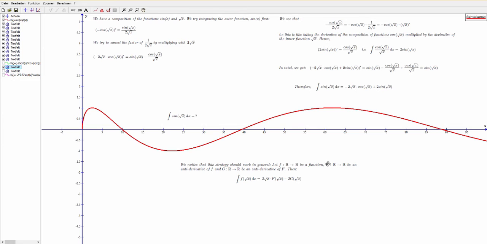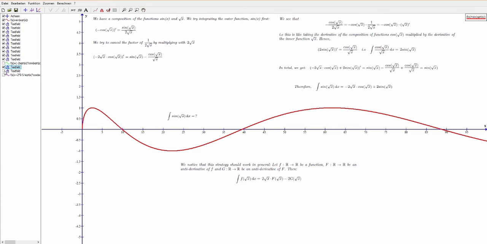And then we need to integrate the integral of f, right? We basically need to integrate f twice. So now we need an antiderivative for capital F. So let capital G from R to R be an antiderivative of capital F. Then what I say is that the integral of f of square root of x dx is just 2 square root of x times capital F of square root of x minus 2 capital G of square root of x.